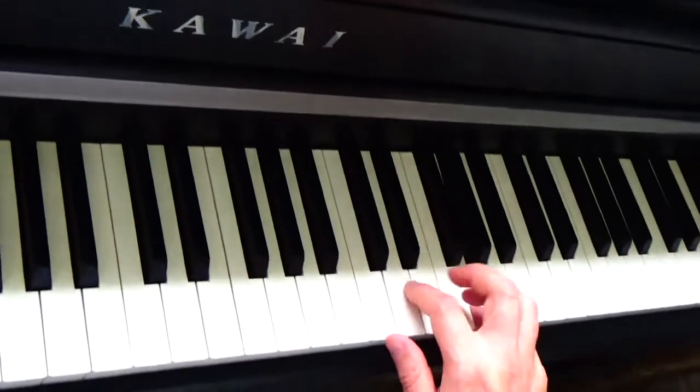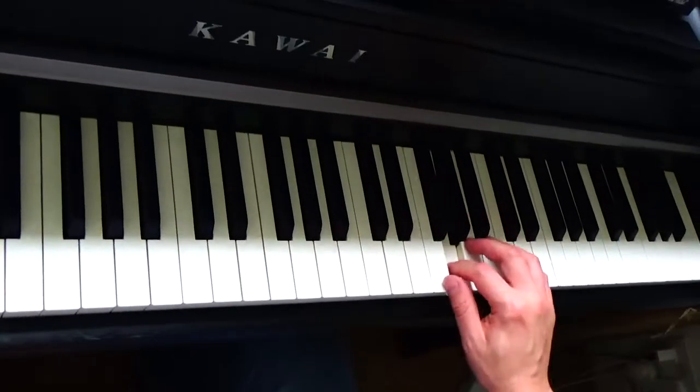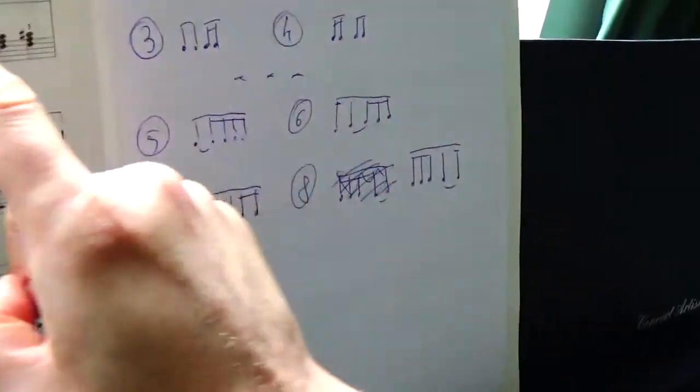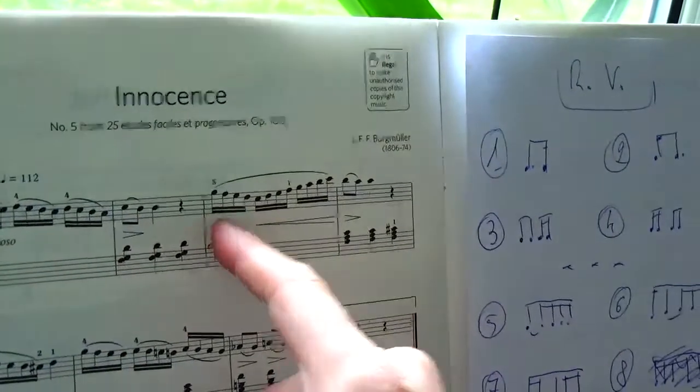Again, ta ta ta ta ta ta ta ta ta ta. I have played the variation number 5. Now moving to the variation number 6, and you will notice that the pause will be on the second note of the block of 4 semiquavers.